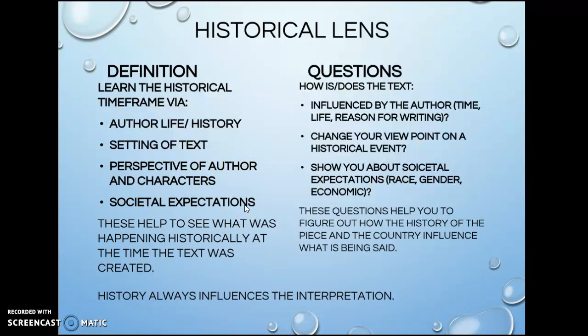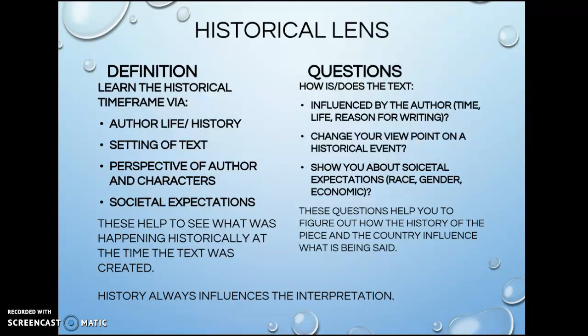What does society expect from the characters? Okay, this helps you see what's happening historically at the time this text was written or created. The questions you should ask if you're using it. How does the text, or how is it influenced by the author, the time they lived in, the reason for writing it, their purpose? Does it change your view on a historical event? Or does it show you about societal expectations? Race, gender, economic.